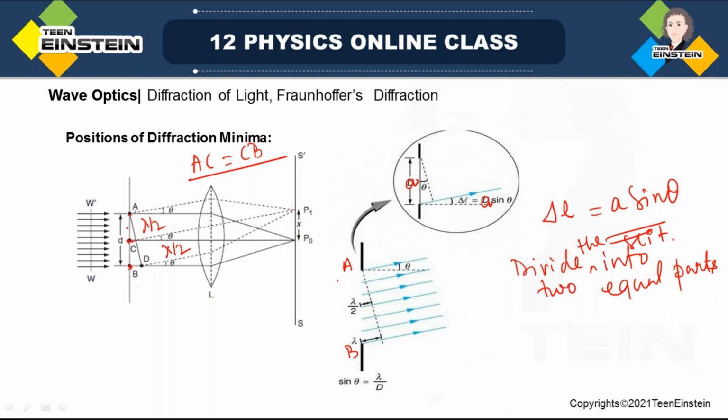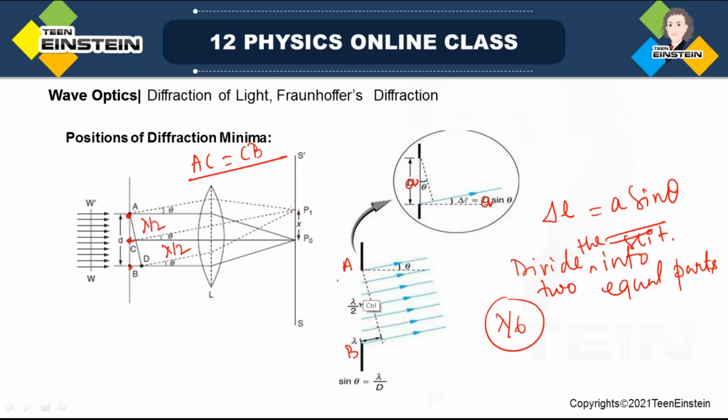Not only that, if I divide this into various small equal parts, suppose 6 equal parts, you will get lambda by 6 for each part. If I divide it into two parts, you will get lambda by 2 for each part. So light goes from this and this will give you lambda by 2 path difference.